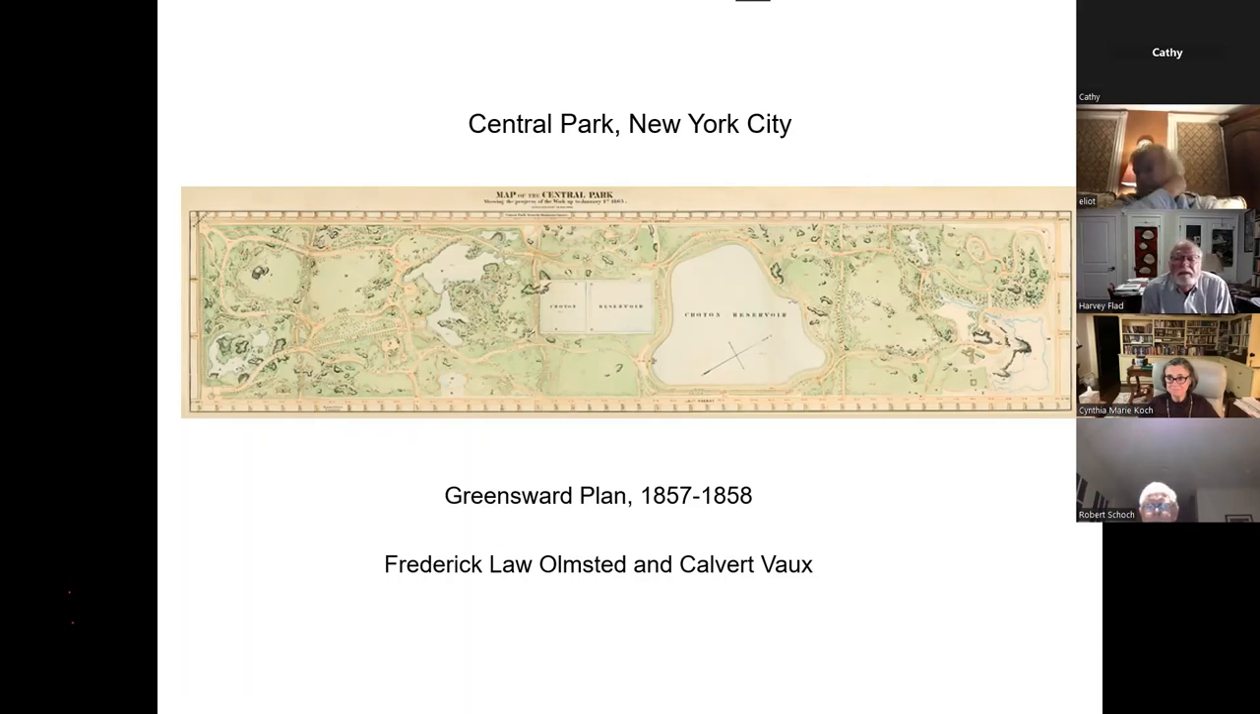The Greensward Plan, 1857 to 1858, which we see here, is a classic Downing, Vaux, and now Olmsted type of plan. Olmsted and Vaux would go on for many years working together, sometimes apart, sometimes back together again. And there are many, many parks that are known as the Olmsted legacy throughout the United States. Boston Emerald Necklace and so forth, but Central Park is an extremely good example of this, as well as Prospect Park in New York.